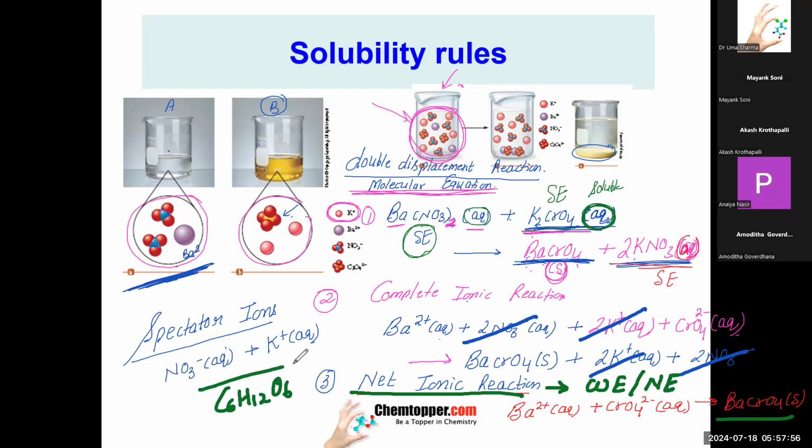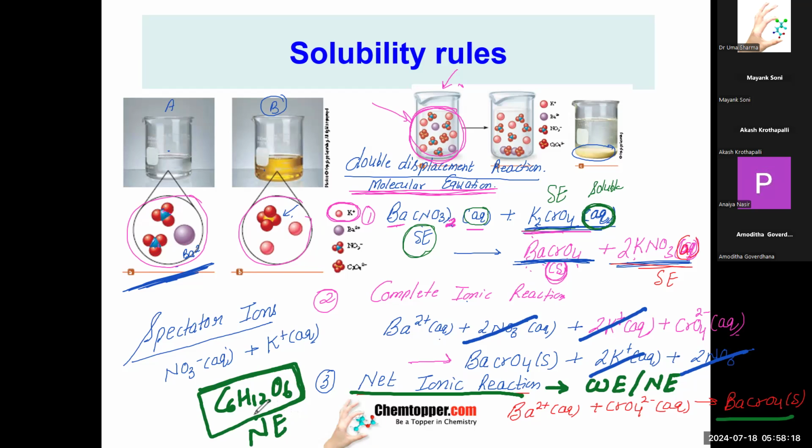C6H12O6. Is it an electrolyte or non-electrolyte? Why? Mayank, can you explain why? You are right. Mayank is right. It's a non-electrolyte. But why? In the last class, I told you how to identify. Because it's a covalent molecule.